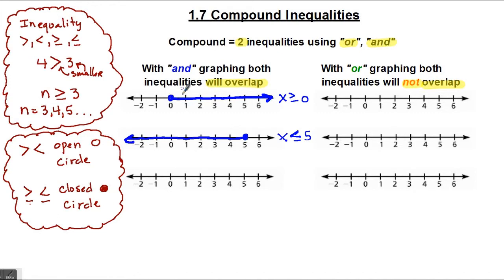Now we're going to go ahead and do the following. We're going to combine these two with the word and. So X has to be greater than or equal to 0, and X has to be less than or equal to 5. How we combine that is that these two graphing lines are going to overlap. Right here where the 0 is, and where the 5 is, notice that that's where both of those lines overlap.